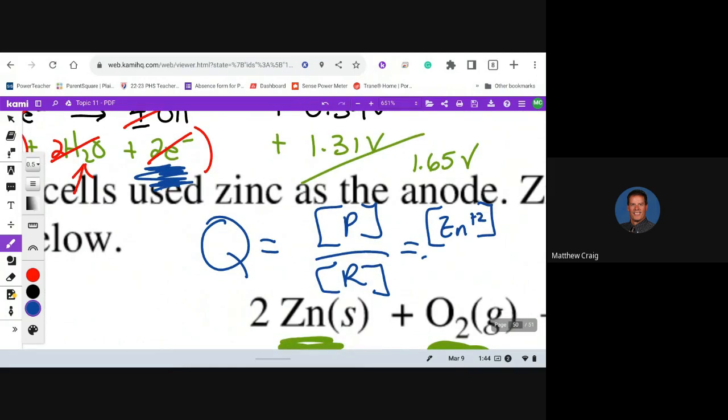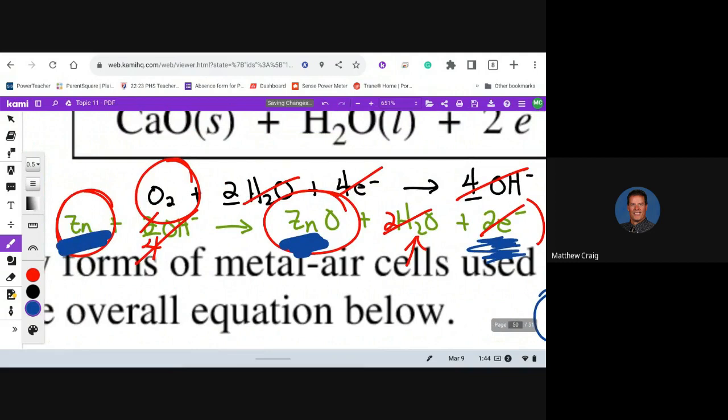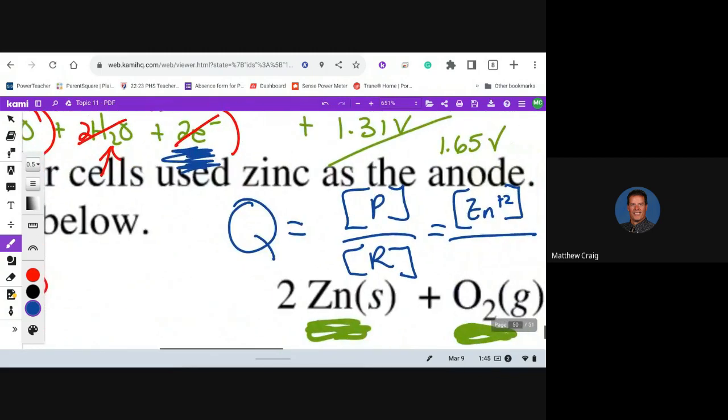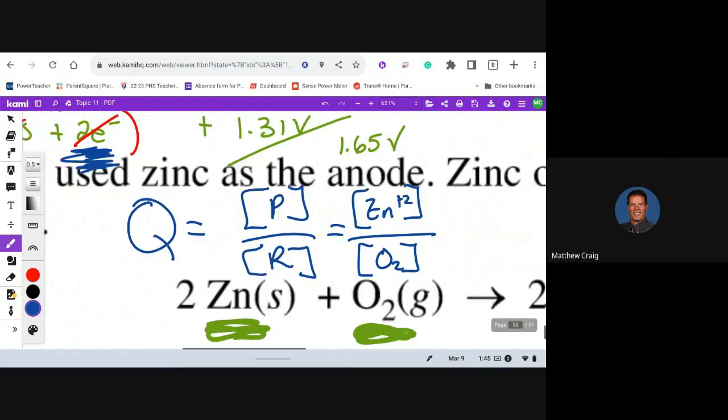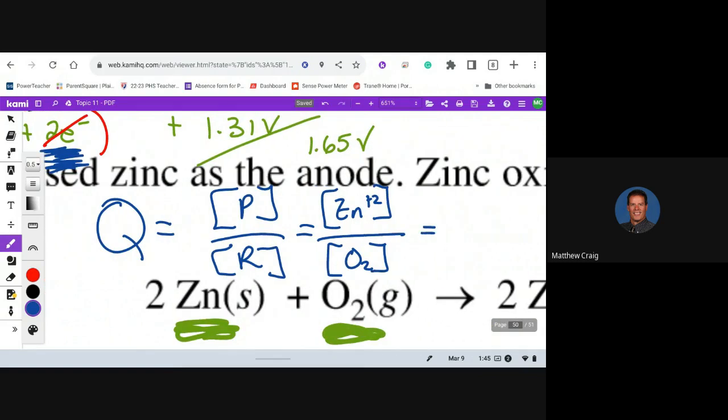Okay. And then what is my reactant that I care about? Let's see if you remember. Can we place gases in a Q? Gases and aqueous. No solids or pure liquids. Gases all day long. Remember, gases are mostly made up of empty space, so we can change its molarity. So we can put O2 down here. Okay? So let's assume that zinc is 1.